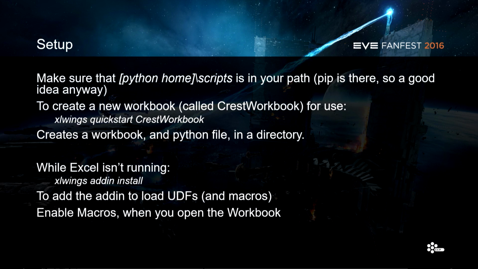So once you've got it installed, there's instructions online for doing it, so I don't want to have to go over it because you just follow the instructions and it's done. You can just go xlwings quickstart CREST workbook, or whatever you want to call the spreadsheet that you're working with. It's possible to retrofit this into an older spreadsheet, but there's a few more steps involved. This one will just give you a fresh one, which is all entirely set up.